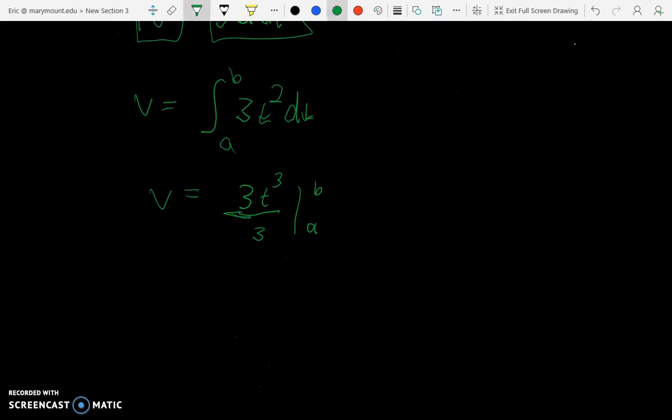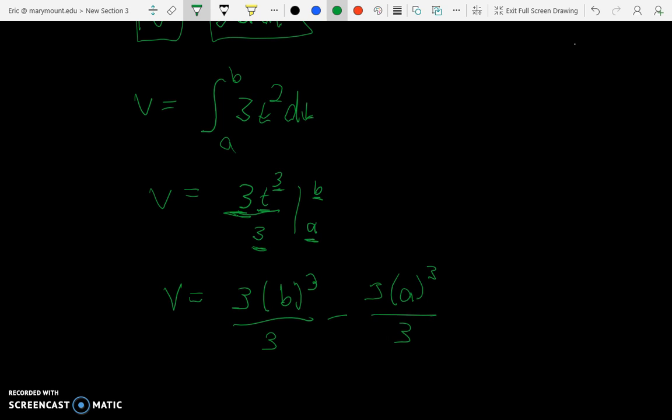That is what I've done to integrate my 3t squared. My number stayed, my variable came along, I raised it to the n plus 1 power, and then divided by n plus 1. And now I need to evaluate at the endpoints whatever b is minus whatever a is. So my velocity here would be equal to 3 times b cubed all over 3 minus 3 times a cubed all over 3. And this would be my final answer for my velocity.